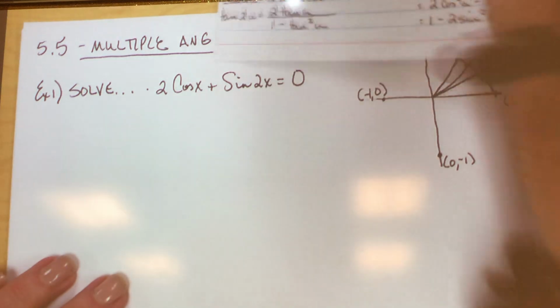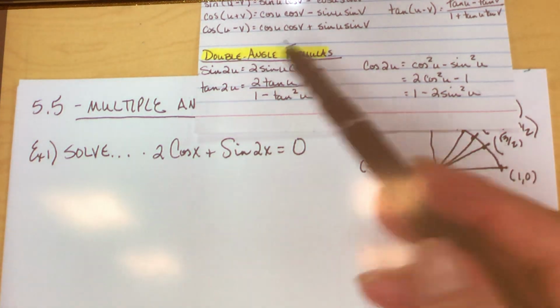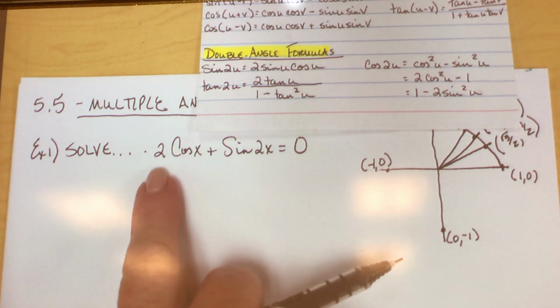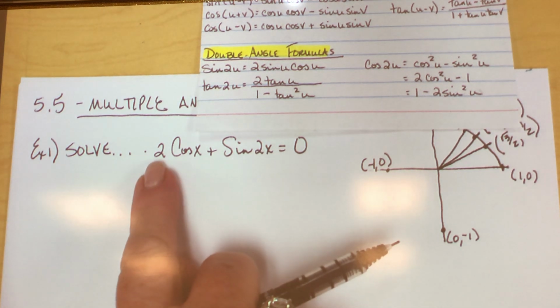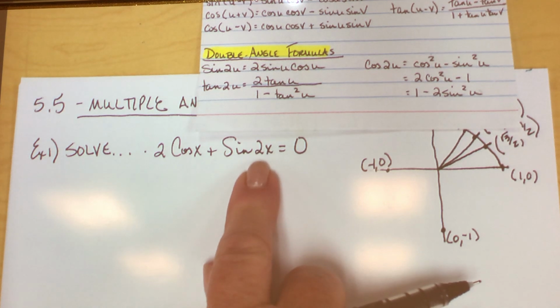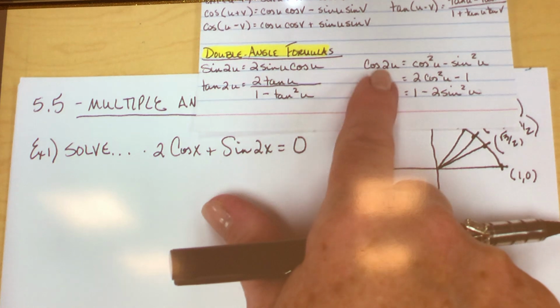I'm going to be using these double angle formulas. So how many double angles do you see in this equation that I gave you? 1. Y'all, this is not a double angle. This is 2 times the cosine of x. This is a double angle. Do you see that? 2 times an angle.